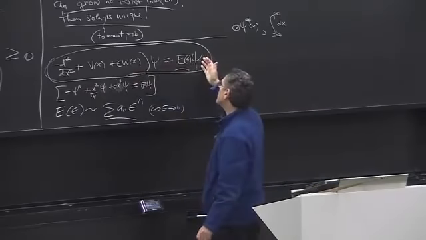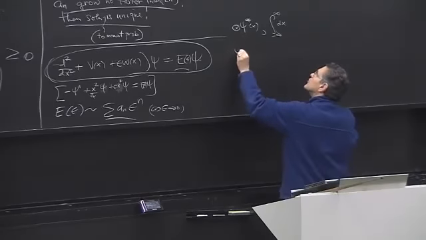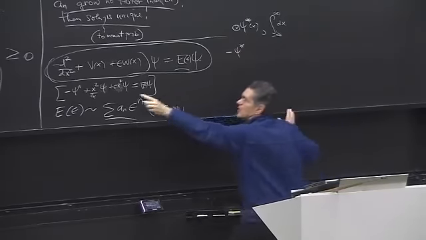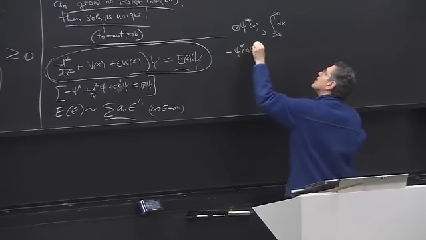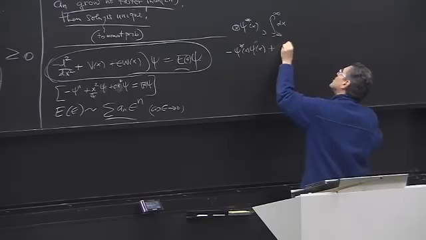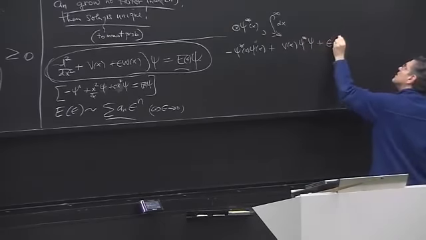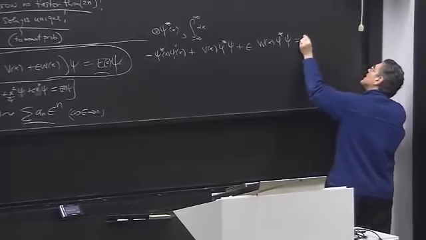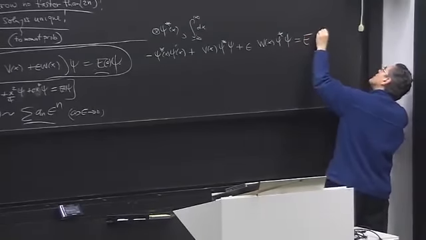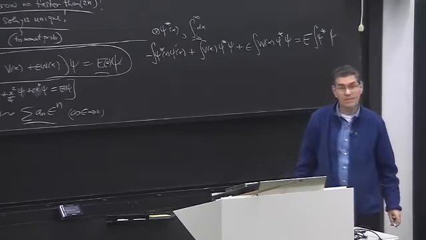You multiply this equation by psi star. The equation now reads psi star, with a minus sign here, minus psi star of x times psi prime prime of x plus v of x psi star psi plus epsilon w of x psi star psi equals E psi star psi. And then we integrate. Integrate, integrate, integrate, integrate. Got it?